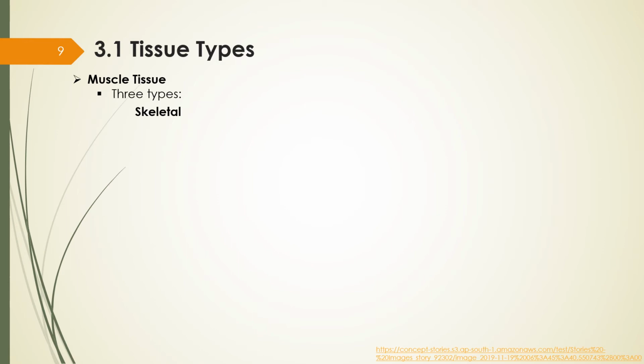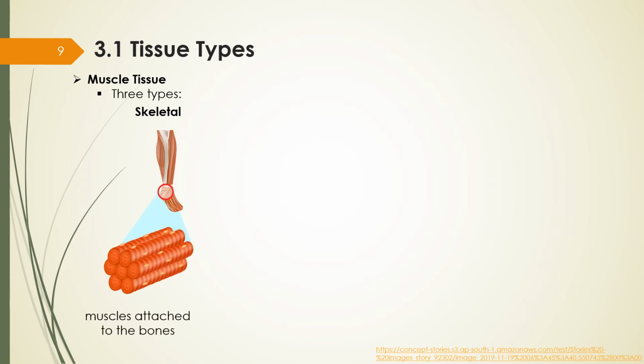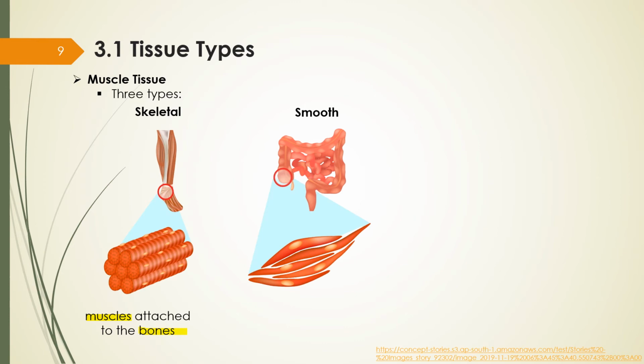There are three types of muscle tissue. The skeletal, that's muscle attached to the bones. That usually is the muscles that you can control. The smooth muscle tissue, that is the muscles that make up the organs or the lining of the organs that contract. For example, the stomach, bladder, uterus, and some blood vessels. Okay, so smooth muscle tissue builds some organs that contract.